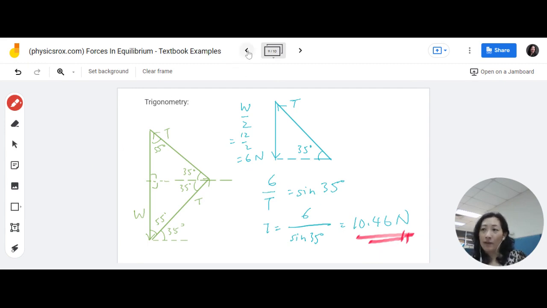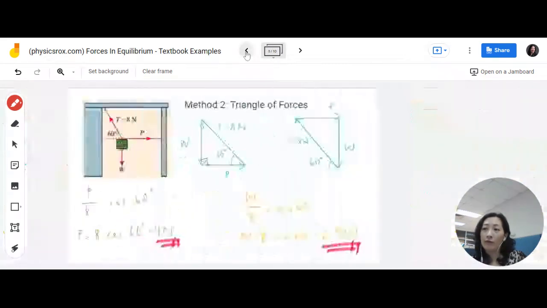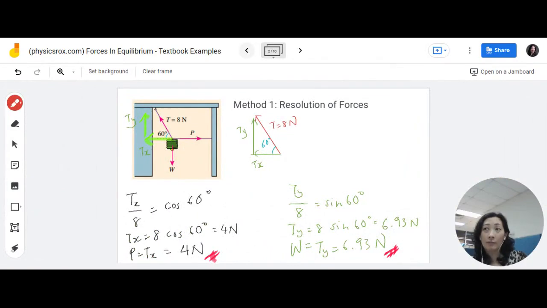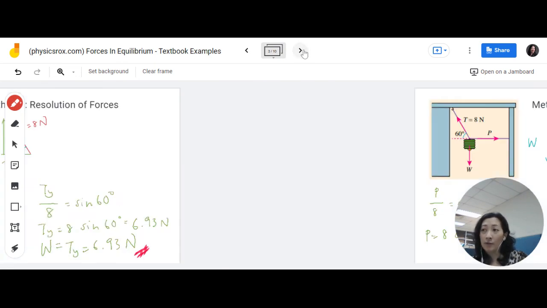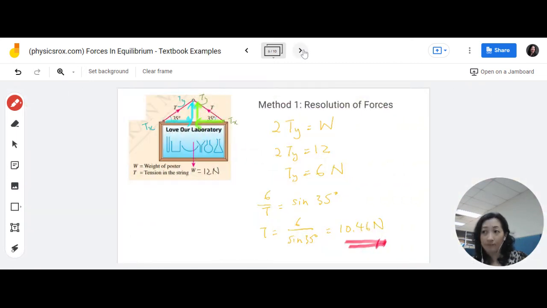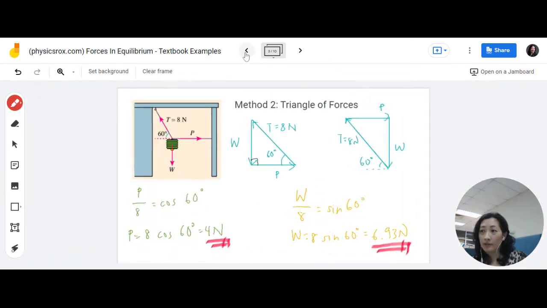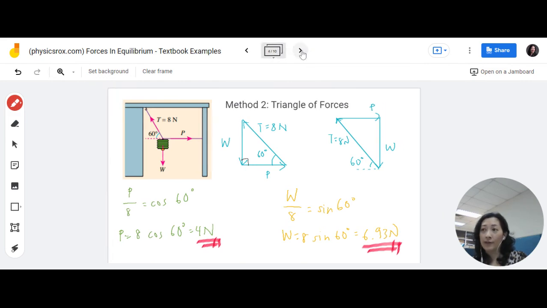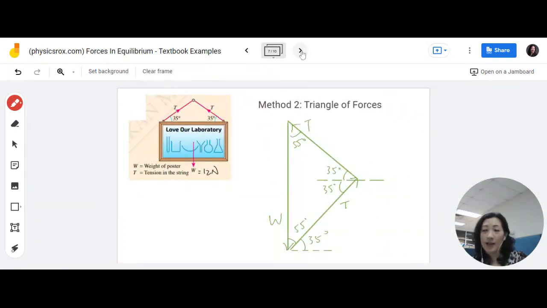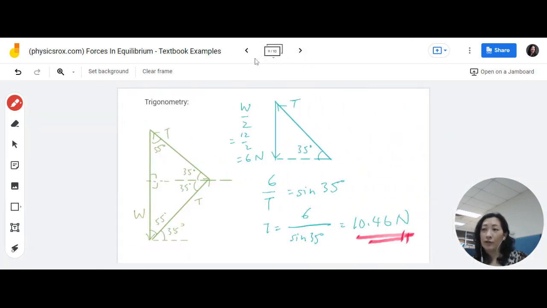So in this video, we have covered the different ways of solving different problems involving forces in equilibrium. So you can use resolution of forces, which means you use the approach of resolving the force at an angle first to its horizontal and vertical components. Or you can begin by drawing the triangle of forces and use a triangle to solve the values of the unknown forces. And even within a triangle of forces, you can use the sine rule or you can use trigonometry.